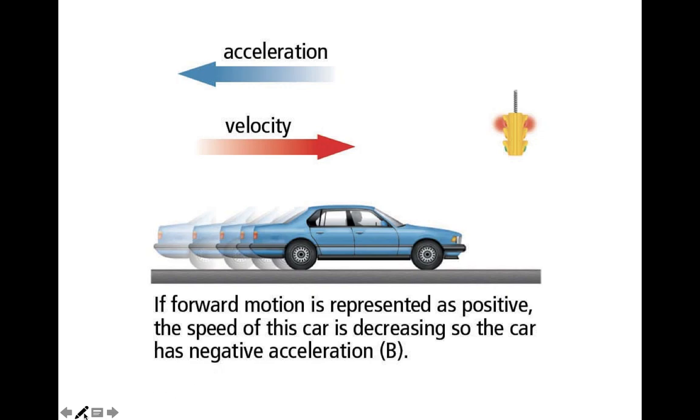Now let's say you're in a car that is traveling forward. So the velocity vector is in the forward direction, but you hit the brakes. So your acceleration vector is negative. If the velocity vector and the acceleration vector are in opposite directions, the car will slow down.